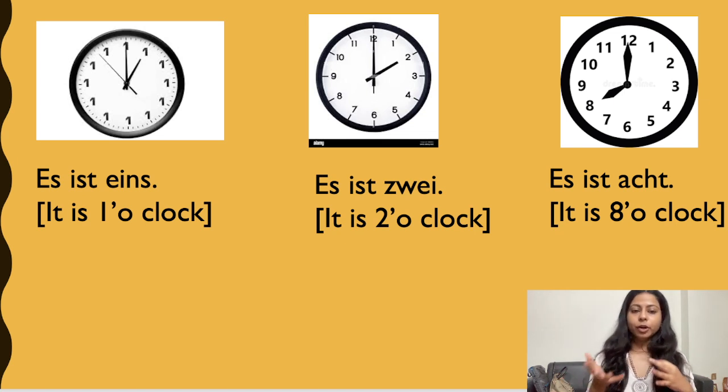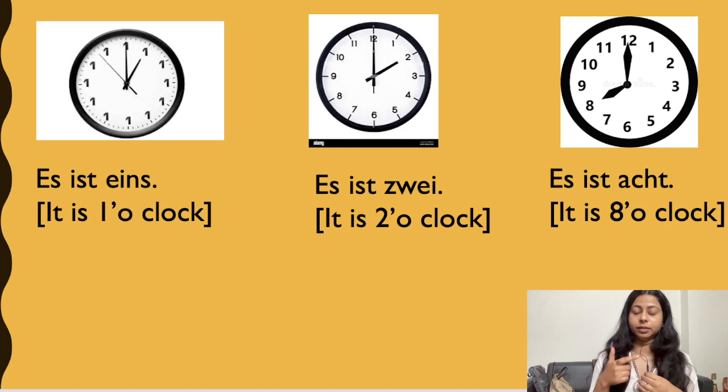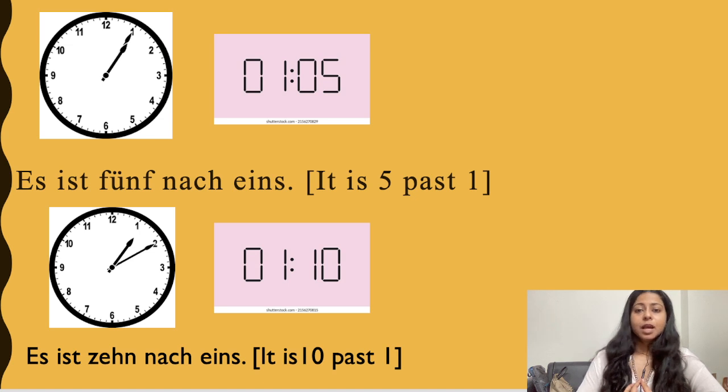Now let's get started. In Umgangssprache, there is only one way of saying time, irrespective of whether it's written in the 12-hour format or 24-hour format. In official situations, when it is 1 o'clock, we say es ist 1 Uhr. But in unofficial situations, you could simply say es ist eins. Similarly, if it is 2 o'clock, you would say es ist zwei, es ist acht, and so on and so forth. Now, coming to time with hours and minutes.